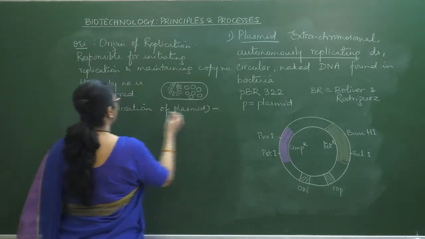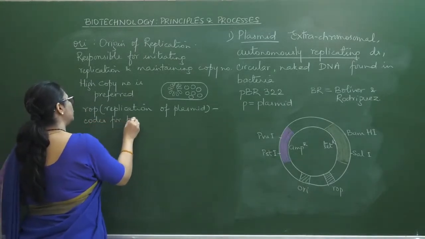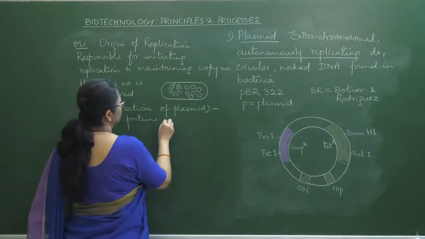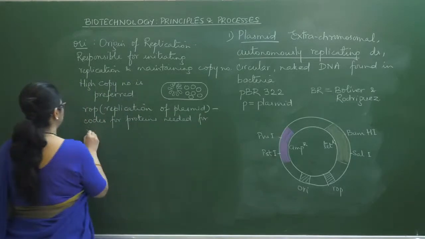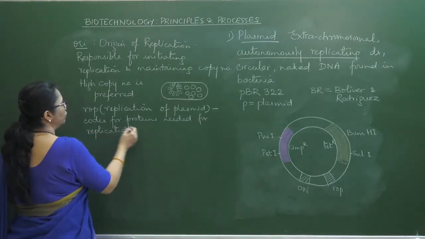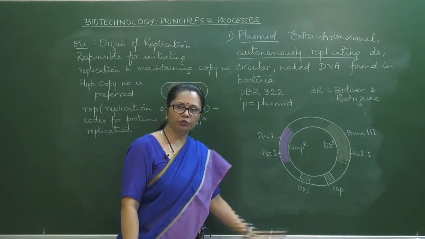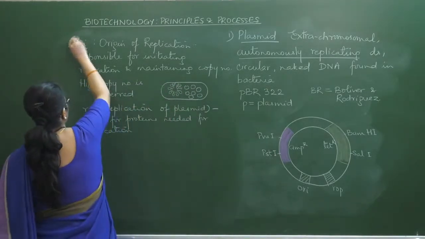So this one codes for proteins needed for replication. But this is not a necessary item. As I said, in smaller plasmids ROP is not there. ORI should be there. So this is absolutely necessary.